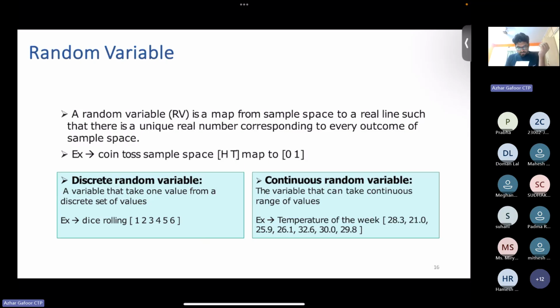So we have discussed discrete probability as well as continuous probabilities. So we have a discrete random variable that takes one value from a discrete set of values, like rolling a die. It's already in numbers, so we can easily connect to that. Then a continuous random variable can take any value on the number line.